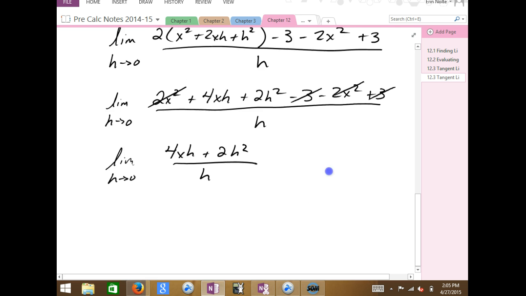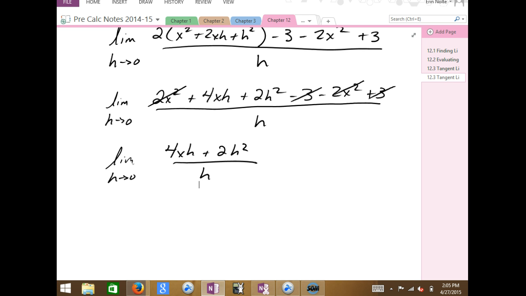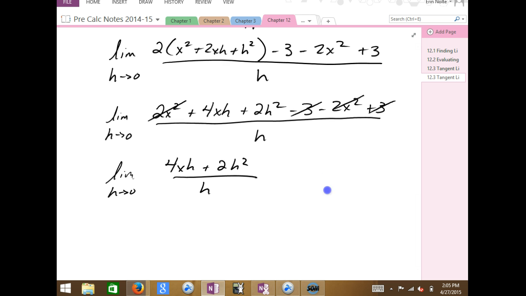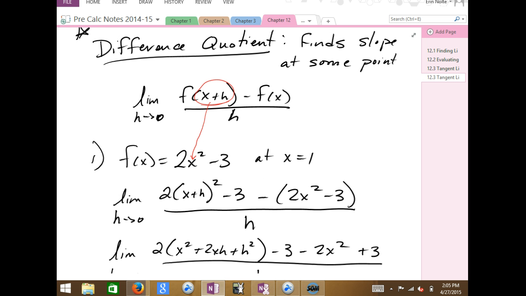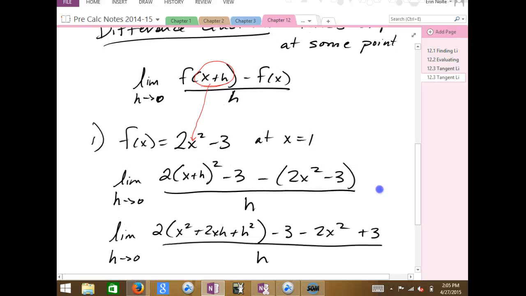Yes, Doug? Why in the beginning did you replace x with x plus h instead of... No, this is such a big 2x squared plus h? So you replace x in the second one with x plus h, but not the x in the first one. Because by definition, the difference quotient starts with plugging x plus h into the first one, and then you subtract simply f of x. That's a definition, we can't change that.